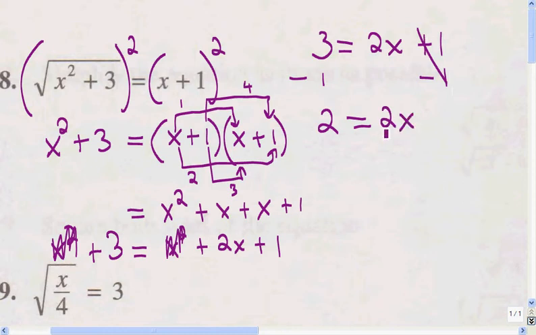Now, I want to get rid of the 2 so that I can have x by itself. So the way I get rid of the 2 is by using the inverse operation. This is 2 times x, so the inverse of 2 times x would be division. And I'm going to divide by 2. That's going to cancel out. 2 divided by 2 equals 1. 1 times x equals x. And I'm going to divide this side by 2. 2 divided by 2 equals 1. Okay, that's my answer.